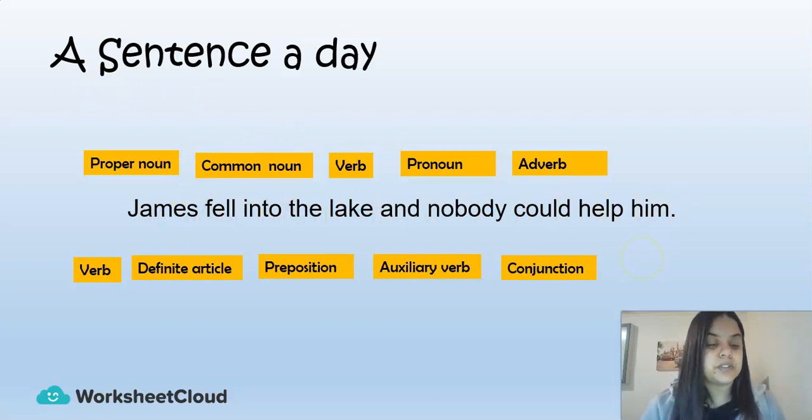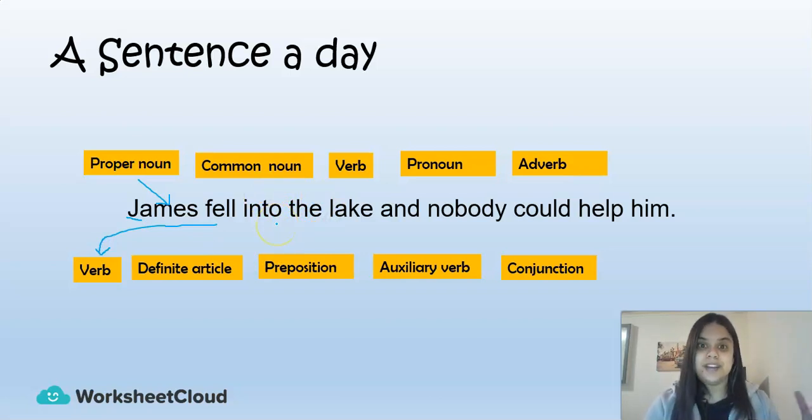Okay, so here we have it. James, as I said in the beginning, is a proper noun, because it starts with a capital letter and it's the name of someone. Now, fell is our doing word. It's the verb in the sentence, and therefore we have to match it to the verb.